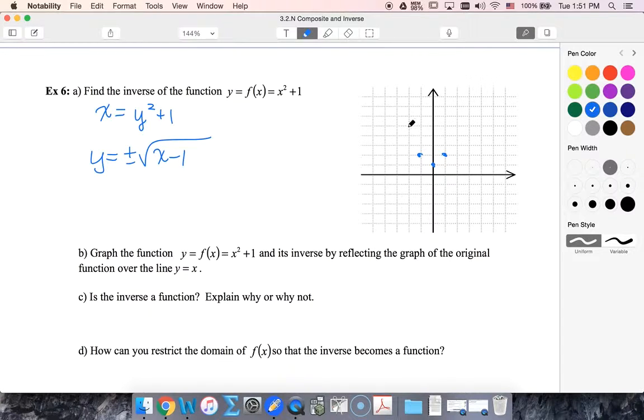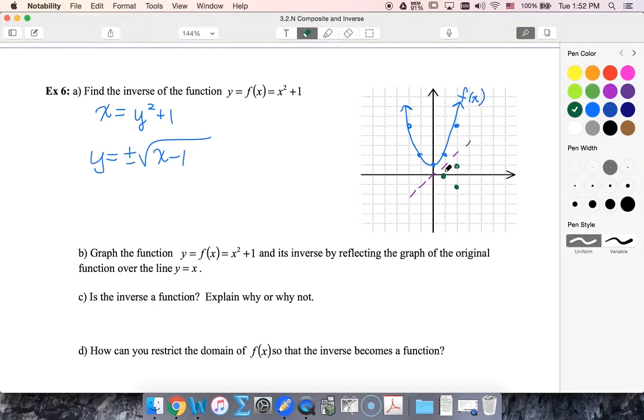1, 2, 3, 4. If I invert this, so here's my f of x. If I reflect it over my line y equals x, this point is going to come over to here, over 1 up 1, to, let's see, I'm going to have 1, 2, 3, 4, and then reflecting.